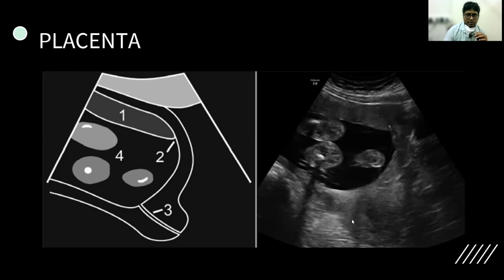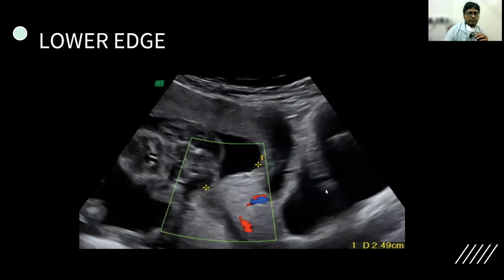internal os. As you can see here, this is the cervix that is seen nicely, and you can see the internal os, the internal opening, and the inferior margin of the placenta is quite far away from the internal os. So this is helpful for us if there is any placenta previa. As I told you, we should always measure the distance between the lower edge of the placenta and the cervical internal os.